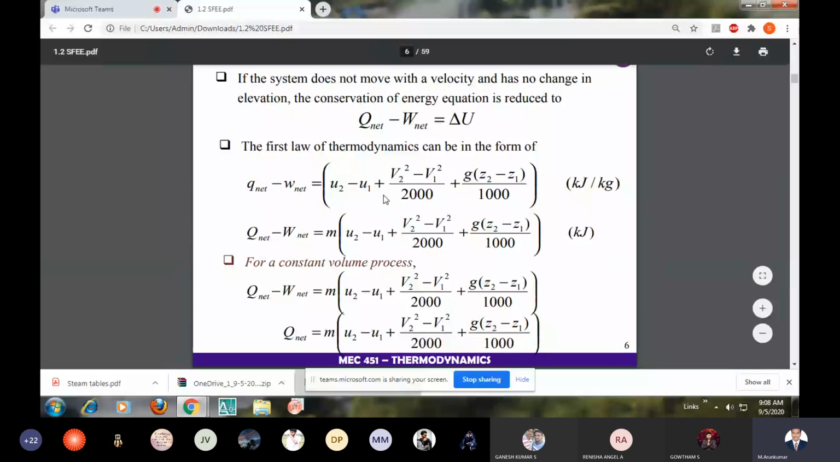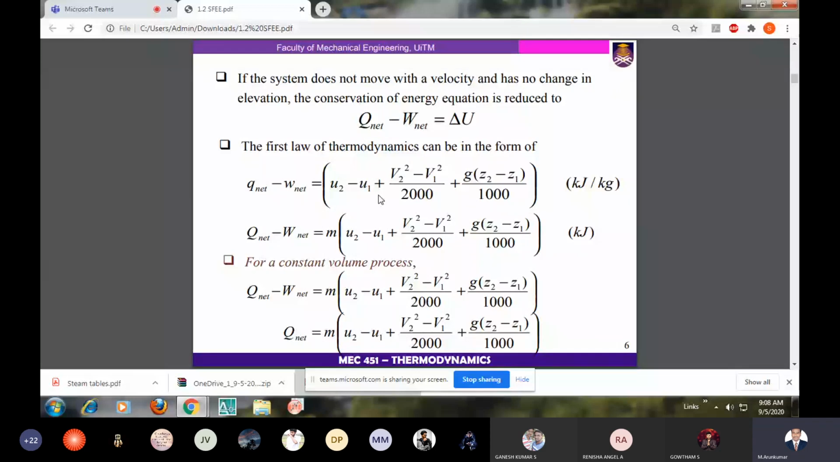We will have another class on how to derive this energy equation. As of now, just note down this energy equation. So capital U divided by M will give you small u. Then we can take the M as common outside, then we can have this final equation.